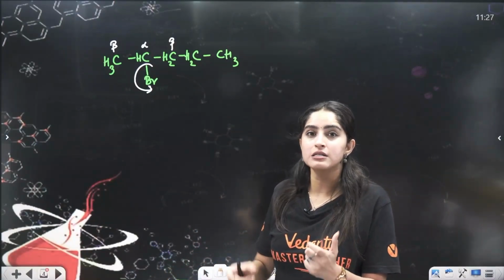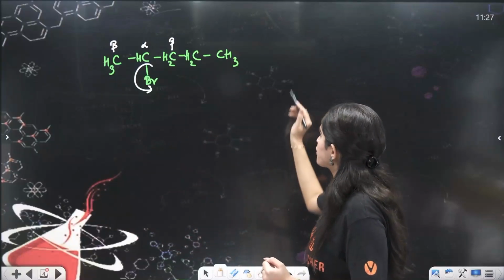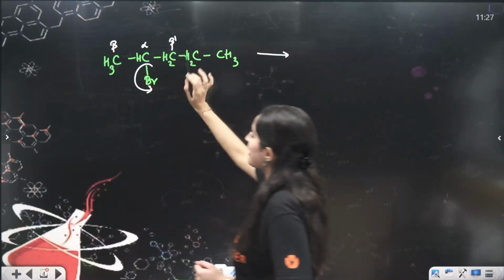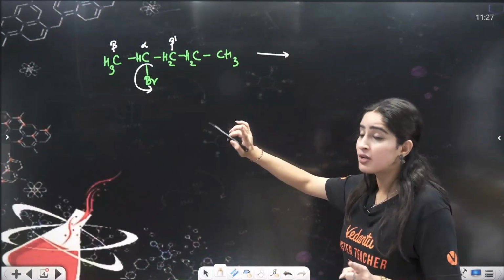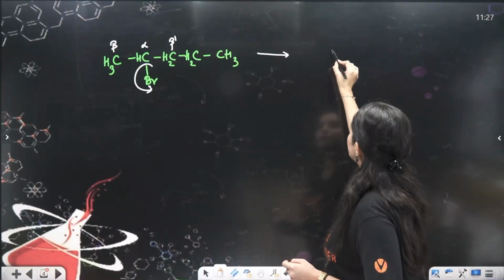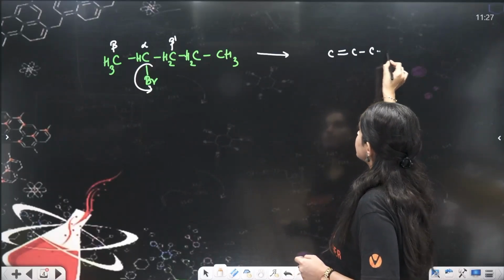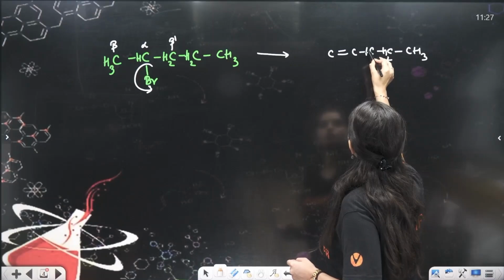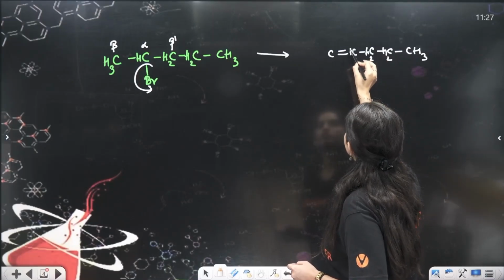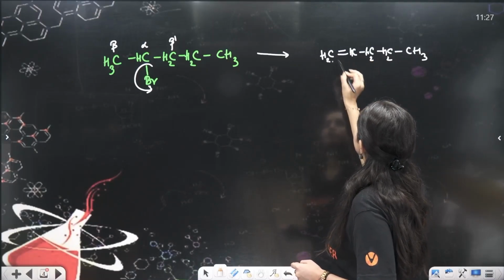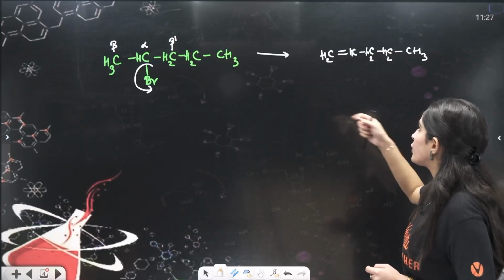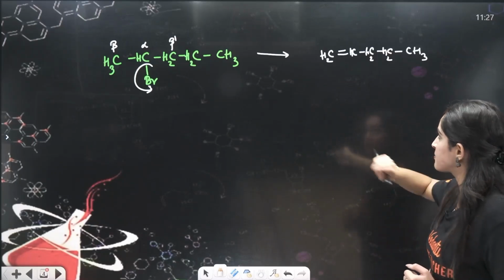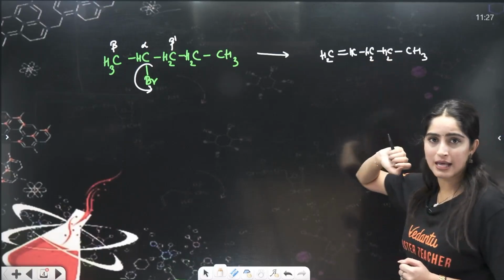In which alkene is highly alkyl substituted. So if I say I want to make a product where this is your beta, if I want to eliminate hydrogen from beta position, the product will be C double bond C, CH3. So as you can see, this is your CH2, this is CH, right? And this is your CH2, right? So as you can see here, you have one alkyl substitution, right?